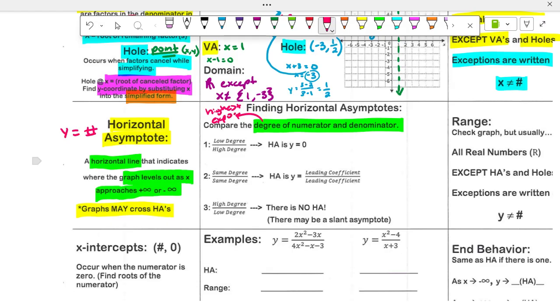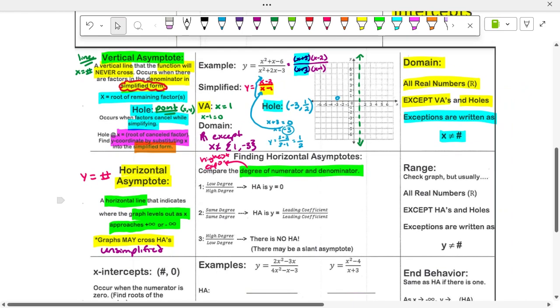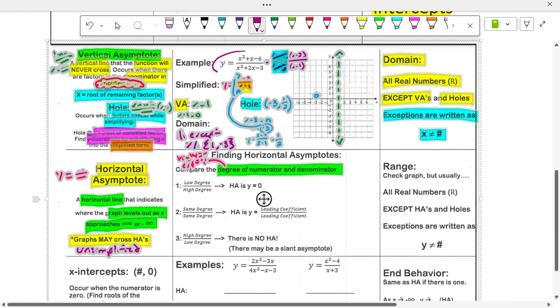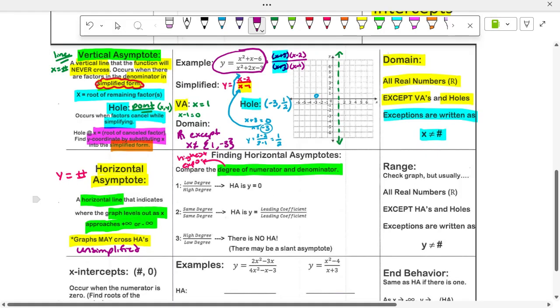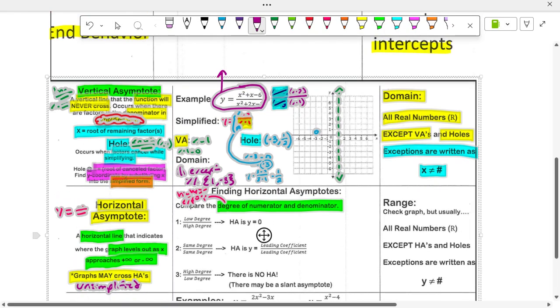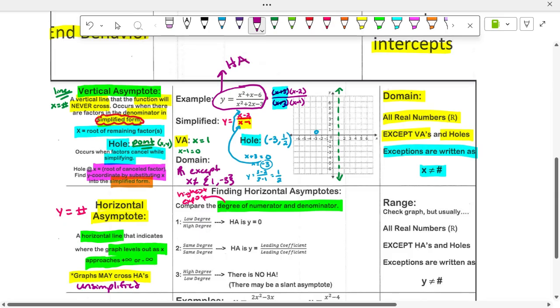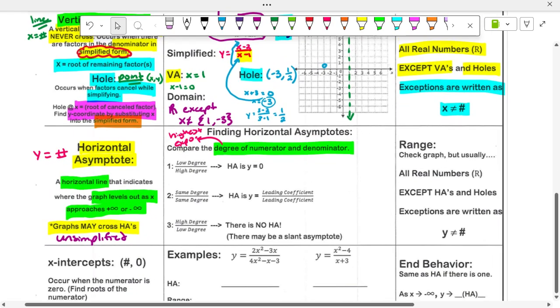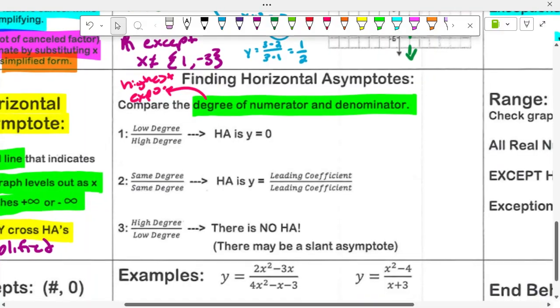Now, the horizontal asymptote also comes from the unsimplified version of your graph. So for example, for the horizontal asymptote, you're going to use this version up here. So this one you use for the horizontal asymptote. All right. Now, how we calculate it, here are the rules. And by the way, this is also written in one of the things on your glossary entries in your journal. All right.